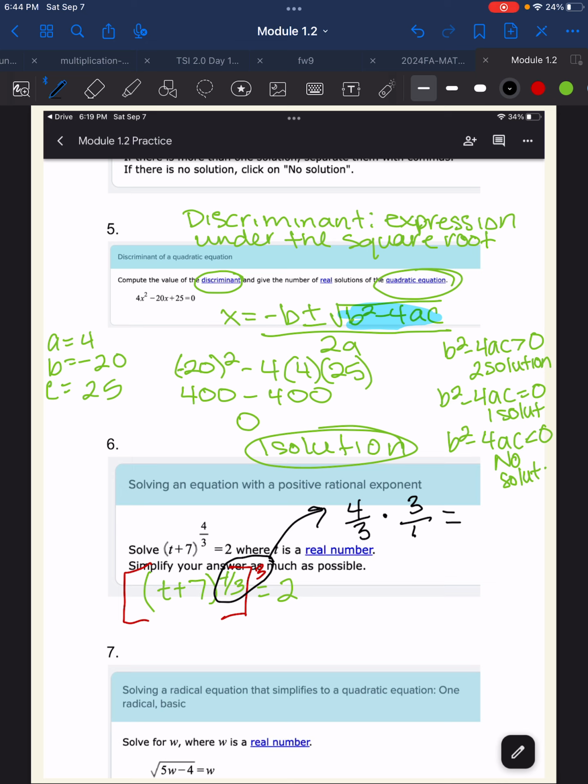Well, what's 4 times 3? 12. What's 3 times 1? 3. 12 divided by 3 is 4. We know that to be true. But I could do a shortcut. I see that this is a numerator and a denominator, and those can cancel out to still get me that 4.